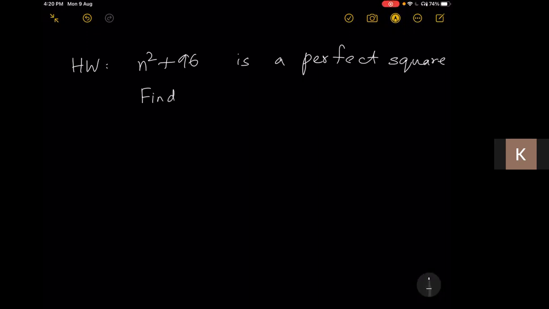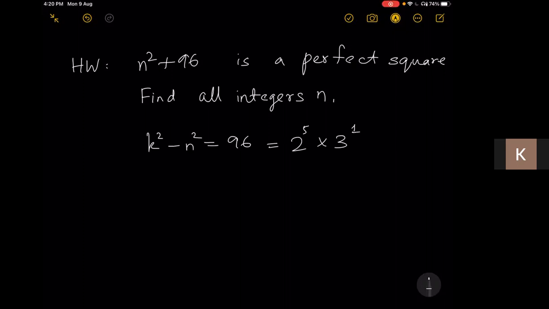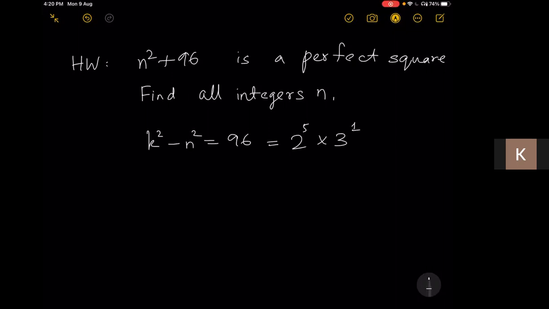Find all integers n such that n square plus 96 equal to k square. Then you will get k square minus n square equal to 96. 96 is 32 into 3. This is the factorization.